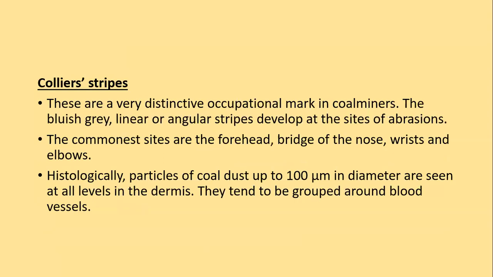Then, Collier's stripes. These are very distinctive occupational marks in coal miners. The bluish-gray linear or angular stripes develop at sites of abrasions, which is common. The commonest sites are the forehead, bridge of nose, wrist, and elbows. Histologically, particles of coal dust up to 100 micrometers in diameter are seen at all levels in the dermis. They tend to be grouped around the blood vessels.